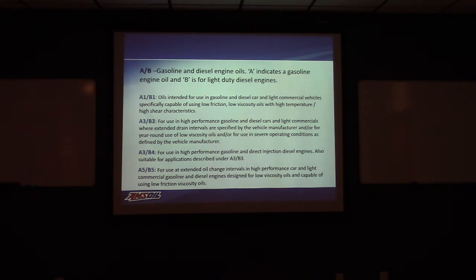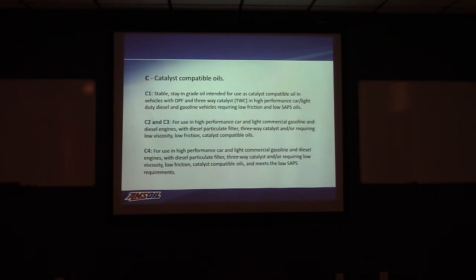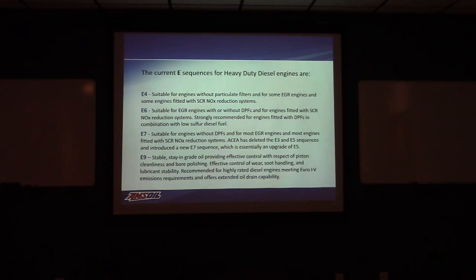But the ABs are A's for gasoline. B is basically for your light duty situations. Okay, catalytic converter oils, higher emission oils. Again, the higher the number, you're going to get into a more technically sophisticated type of product. E's again for heavy duty. Again, we have the same scenario there.